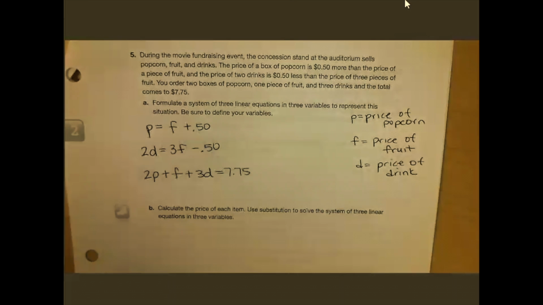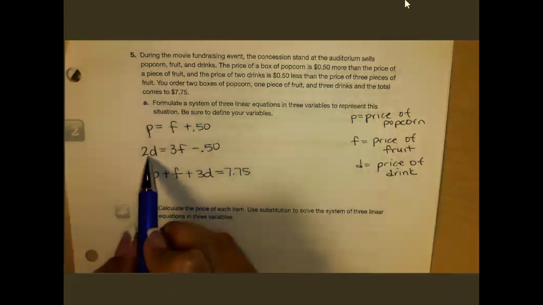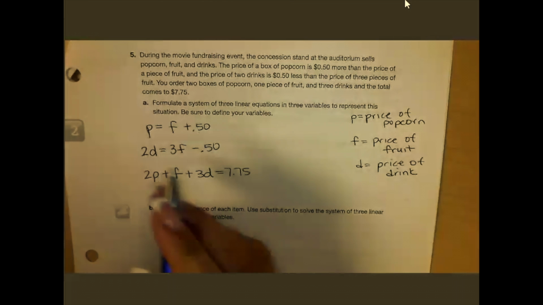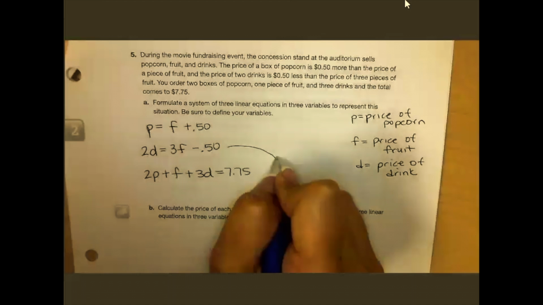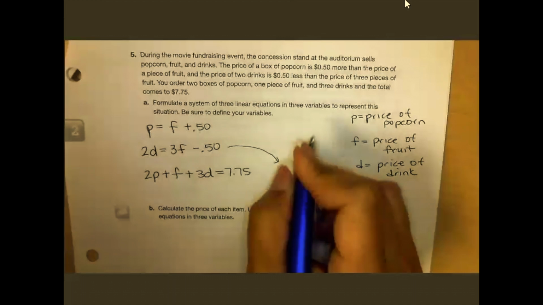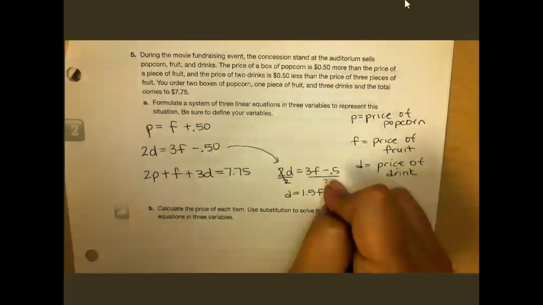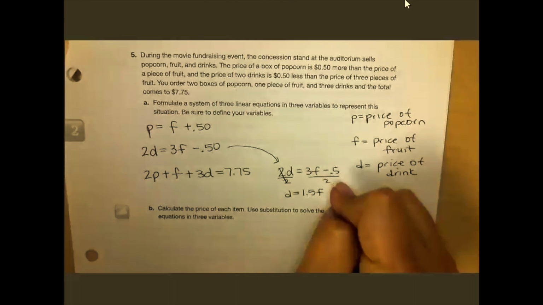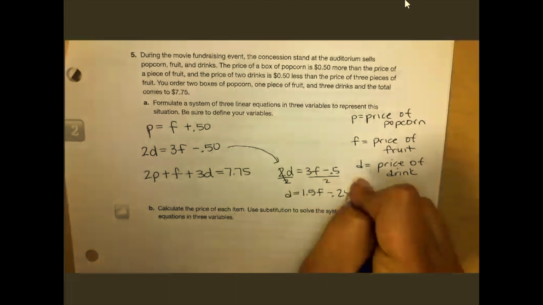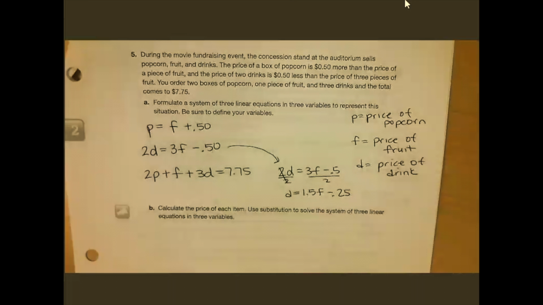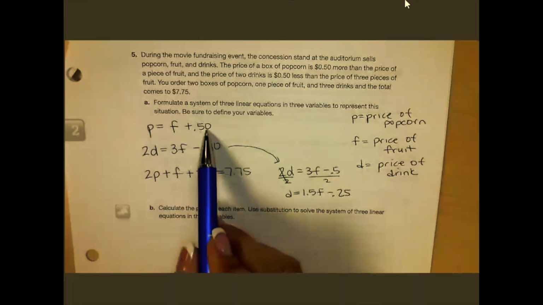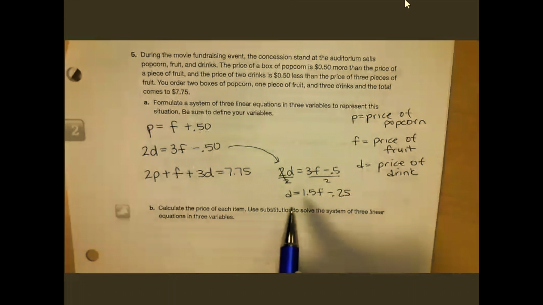It's ready. And this one's almost ready, so I'm going to go ahead and solve this one for D as well. I divide by 2. I'm going to go ahead and change it to decimals just to make it a little bit easier to work with when we put it into the equation. All right, so we know that P is the same thing as F plus 0.5, and D is the same thing as 1.5F minus 0.25.